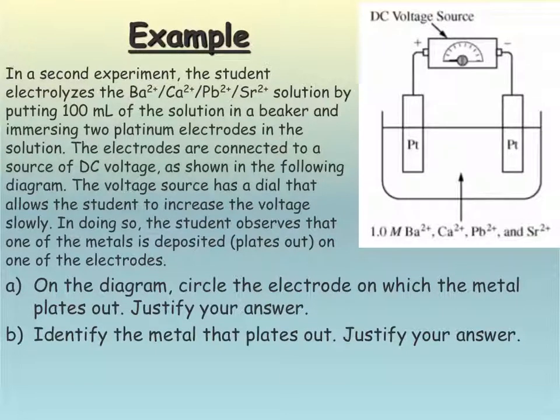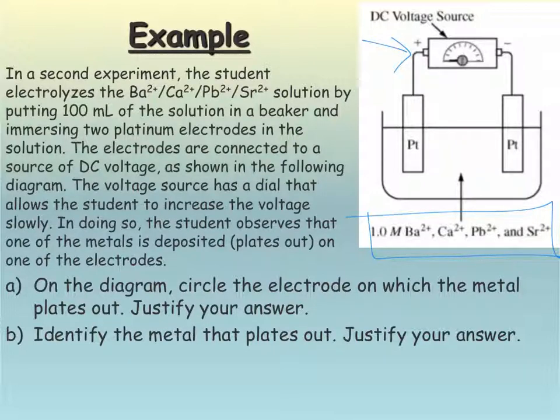Okay, so in this one, we've got these 4 substances, these 4 ions. They're all in a beaker. We've got 2 platinum electrodes and a power source hooked up. And we're going to try to see which metals are going to plate out.